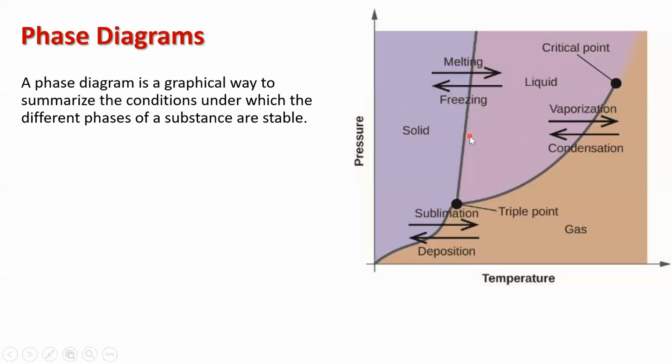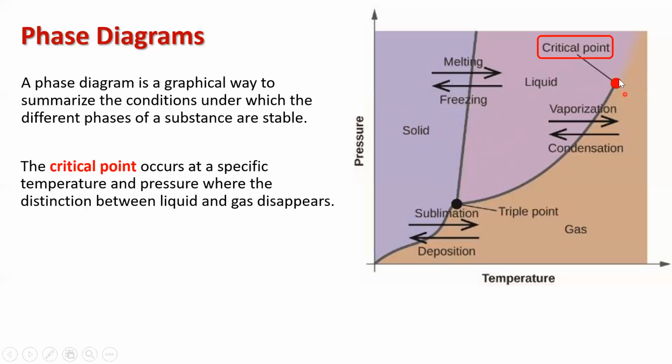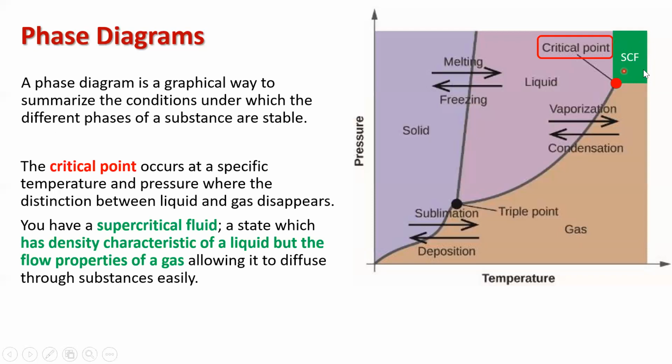Now, a couple other points of notice on the graph. We've got this point here, which is called our critical point. The critical point is the point at which, if we were to go above that section, we have a substance that's got a mixture of liquid and gas characteristics. This part up here, the substance would be classified as a supercritical fluid. And we essentially don't have much of a distinction between the liquid and the gas state when we're up along here above our critical point.